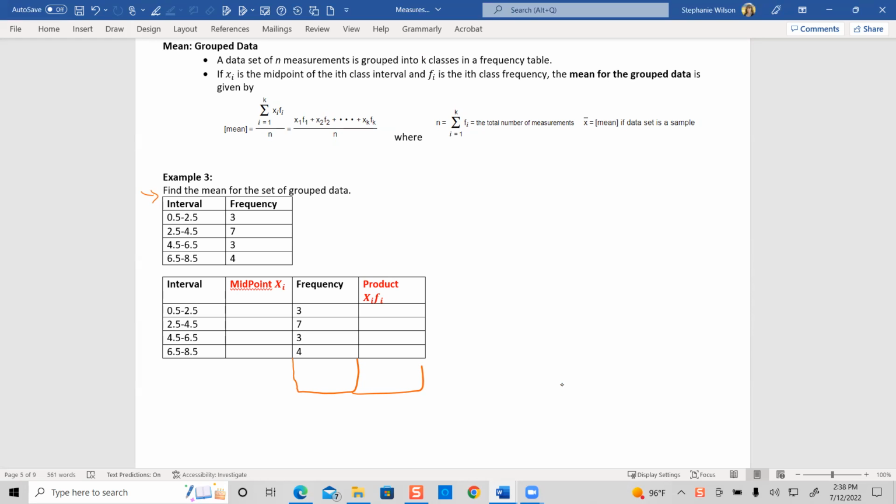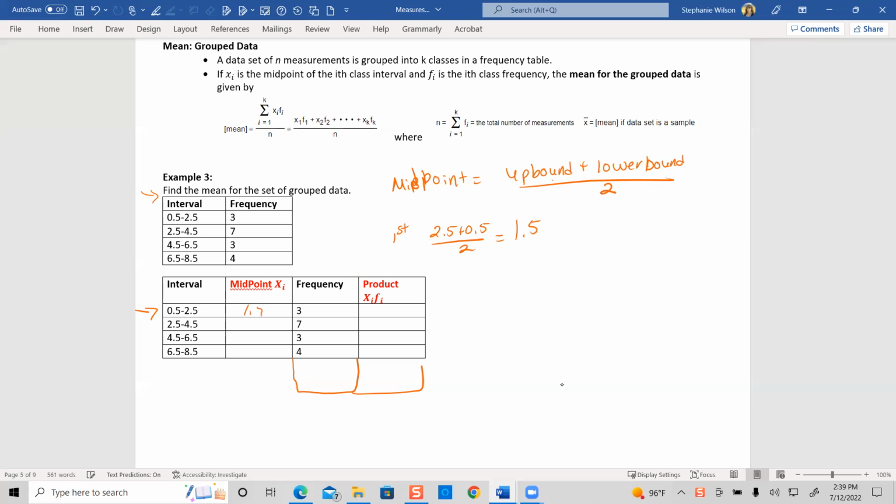To find our midpoint, what we're going to do is take from group 1 the midpoint. It's going to be our upper bound plus our lower bound divided by 2. So for group 1, we're going to have 2.5 plus 0.5 divided by 2, and that's going to give me 1.5.